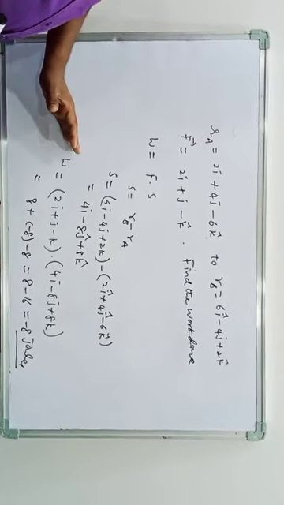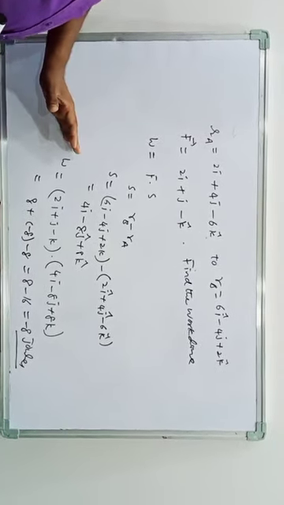So we have to calculate the work done by a variable force. W is equal to the integral of F dot dr. Here F has components F = Fx i cap + Fy j cap + Fz k cap, and dr = dx i cap + dy j cap + dz k cap.